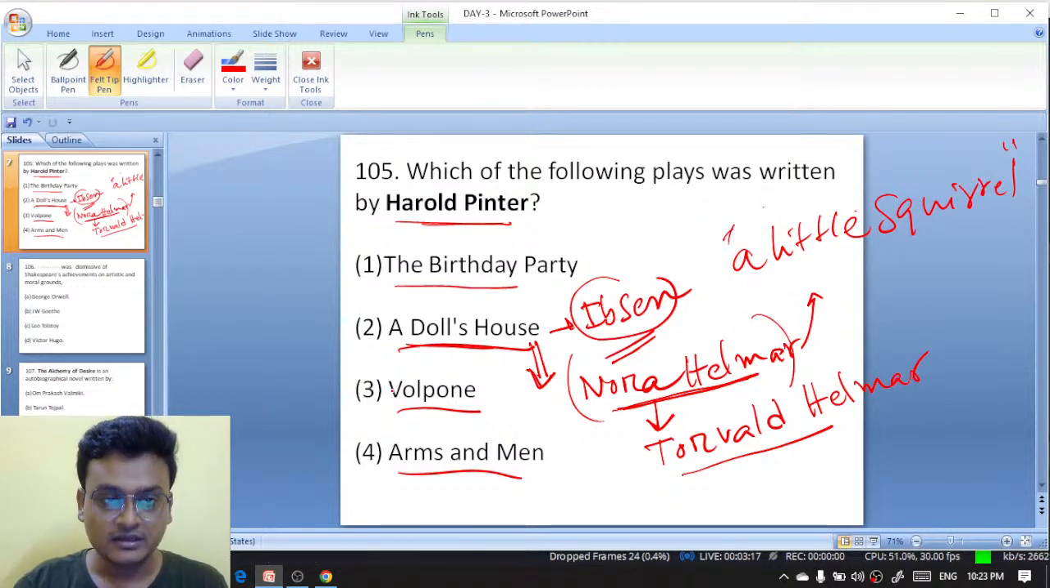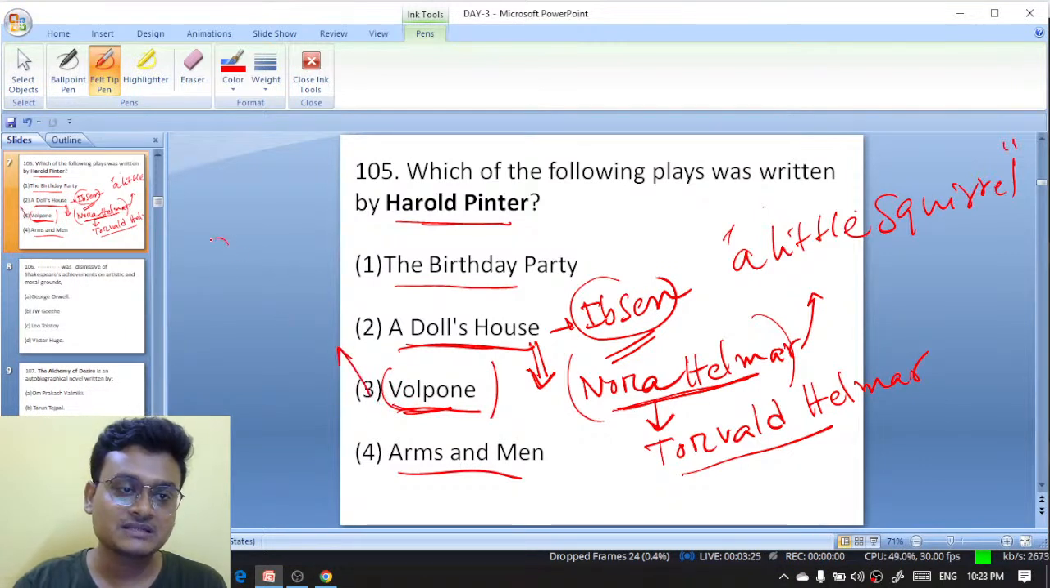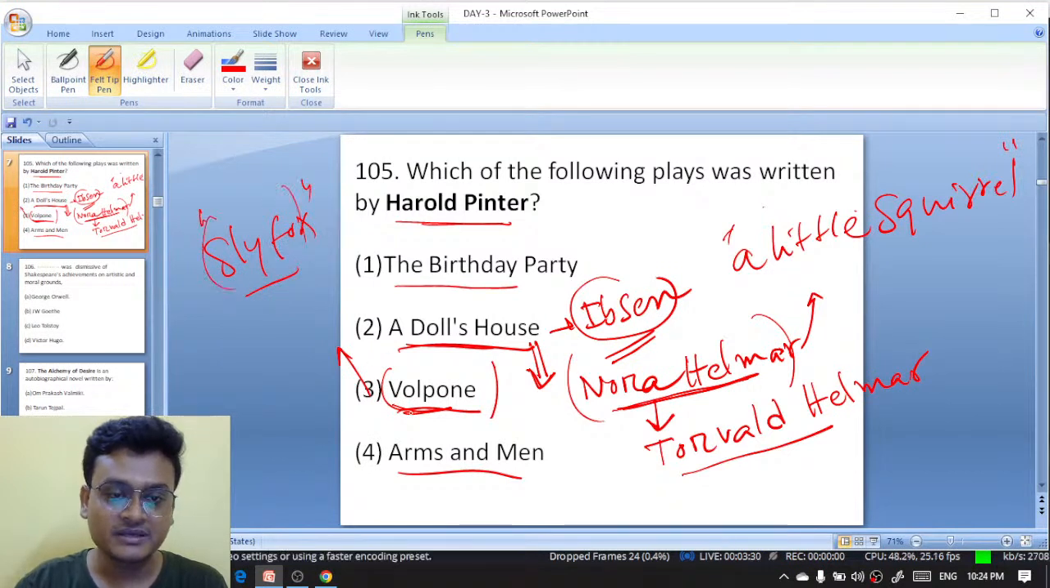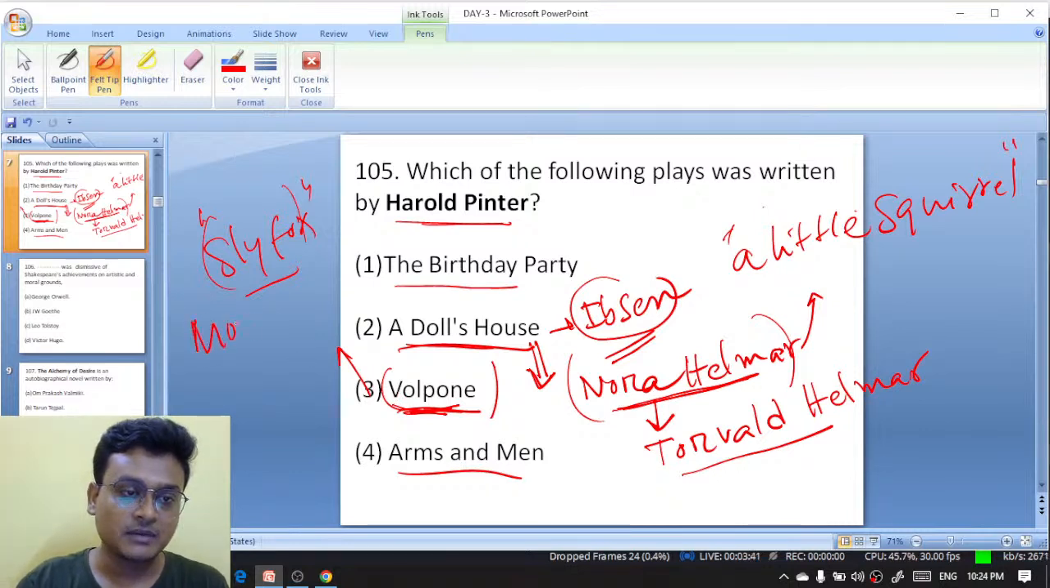And Volpone is actually, what do you mean by the word Volpone in the play by Ben Jonson? Actually Volpone means sly fox in Italian. There is an important character in Volpone, Mosca. Mosca represents the fly. So Volpone represents the sly fox who is very clever, and Mosca represents the fly.